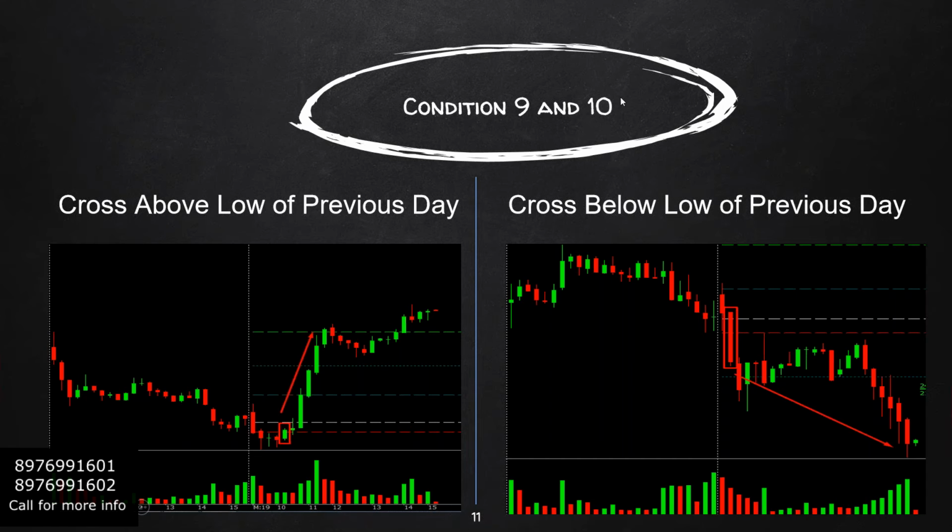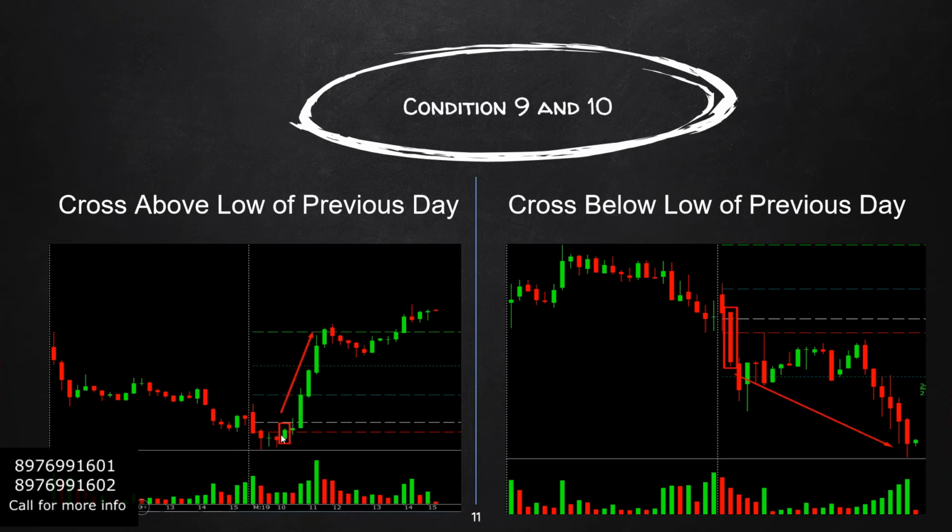Again, we have conditions 9 and 10: cross above low of previous day and cross below low of previous day. Here you can see the red line is the previous day low. So you already get the indication of previous day low and high in the chart itself. Over here, you can see the low of the previous day, we had a positive crossover between the candle and the previous day low.